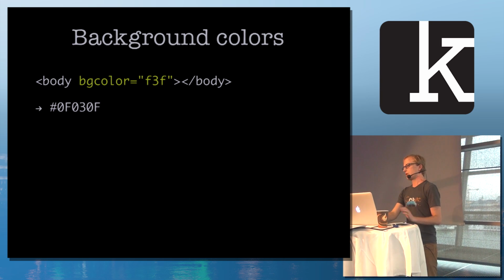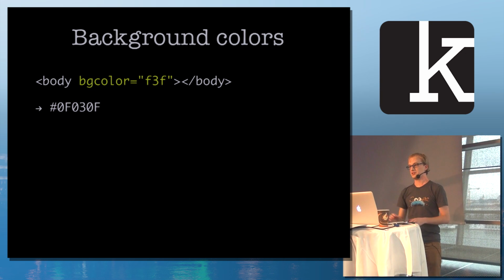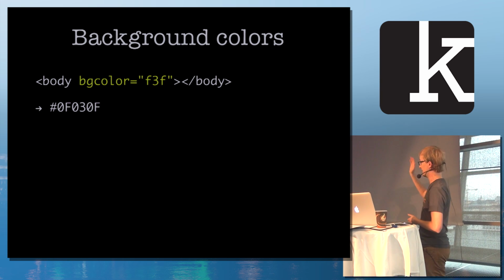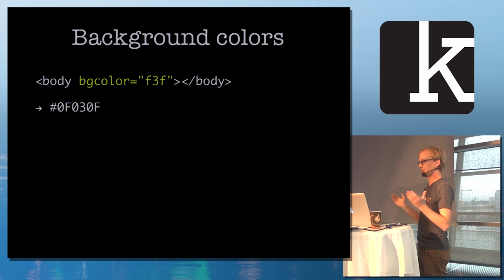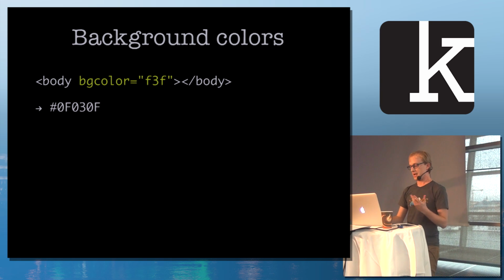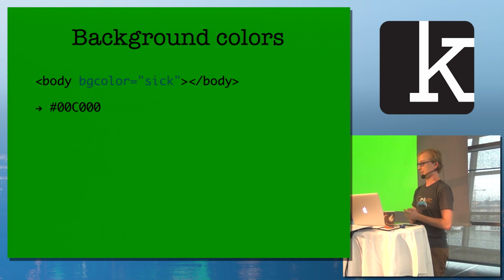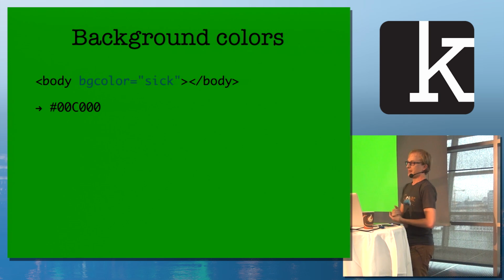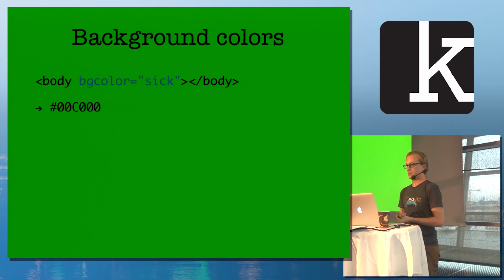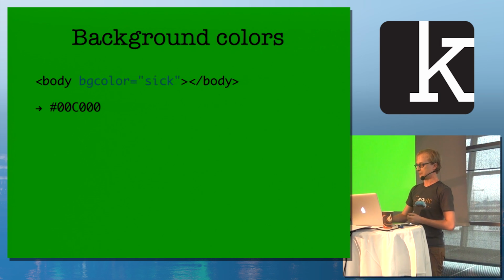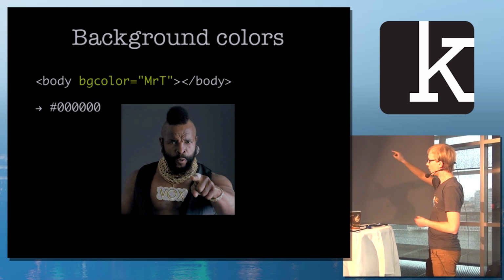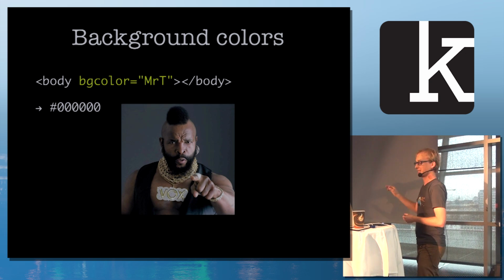So if you're easily bored like me, what you can do is try a whole bunch of different words and other things and enter them as attribute values here and see which color they map to. So I found out this way that sick, for example, maps to green, which is weirdly appropriate. I also found out that if you try the value Mr. T, which is the actor who played B.A. Baracus in the A-Team, you get black. And not just any black, but the blackest black there is.